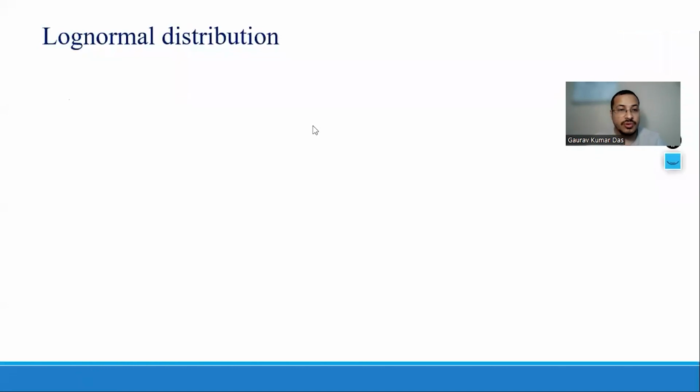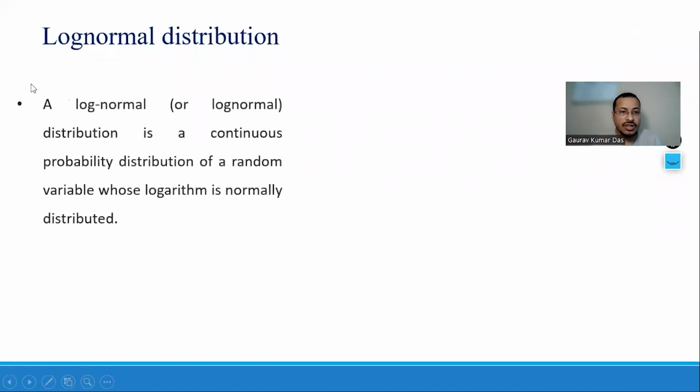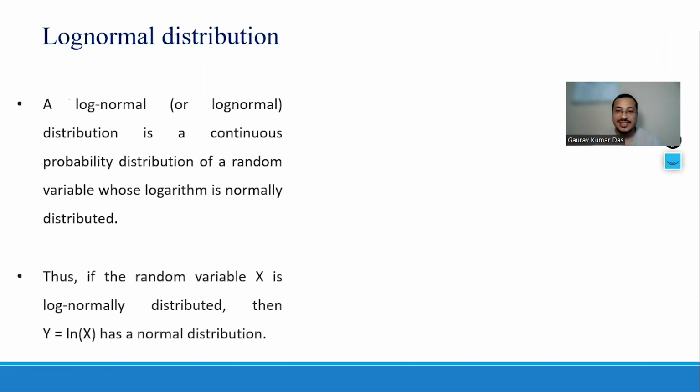So the next distribution which I'm going to cover is called the log normal distribution. So what is a log normal distribution? A log normal distribution is a continuous probability distribution of a random variable whose logarithm is normally distributed. So what does it mean? Basically, if a random variable X is log normally distributed, then the log of X has a normal distribution. Right? So if a random variable is log normally distributed, the log of that random variable is normally distributed.